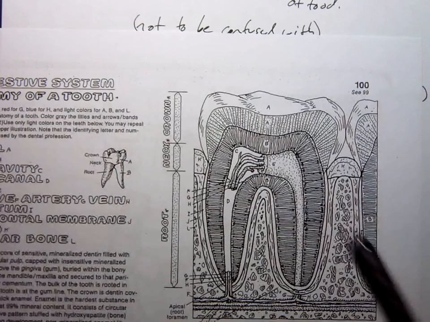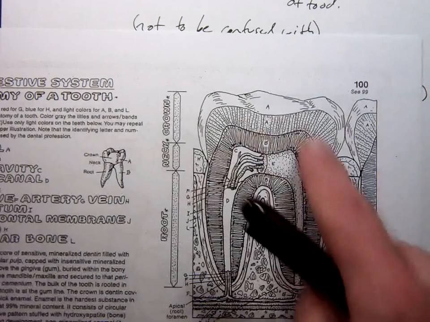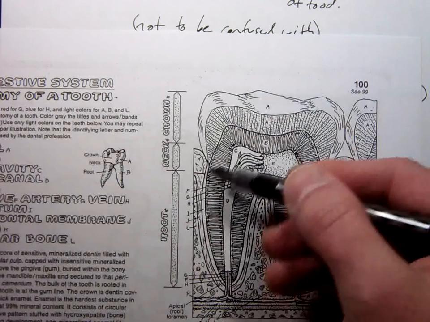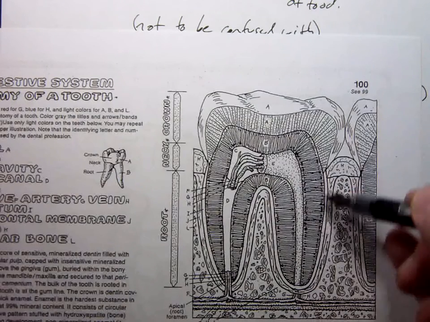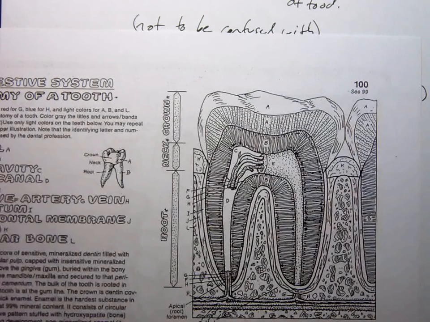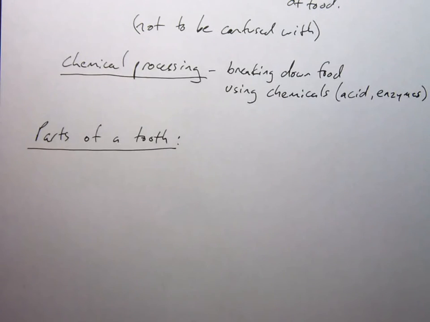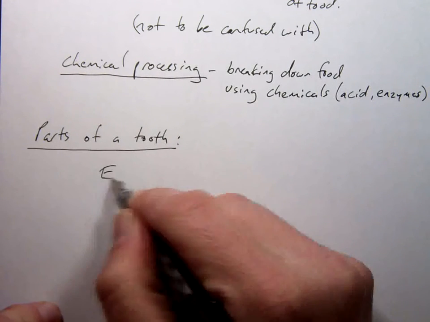That goopy stuff is there to protect these three really important things: an artery, a vein, and a nerve, because there's living tissue in the dentin. And then surrounding the tooth over here in this area where it embeds into the bone is called cementum. Cementum. So let's start with the enamel. This one's fun. Enamel.